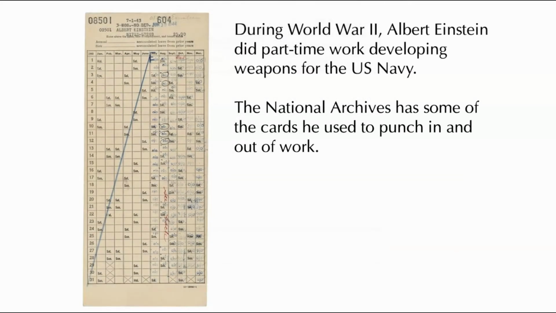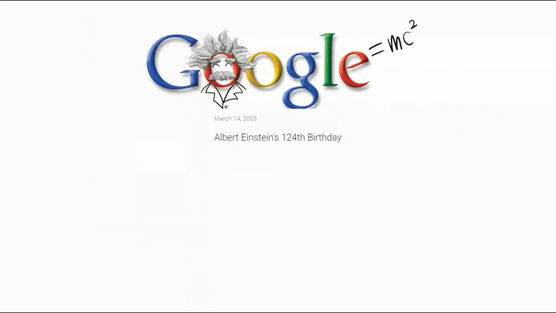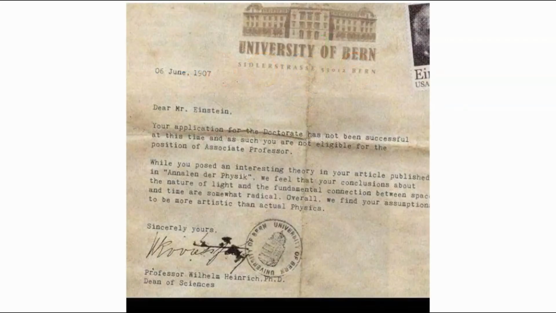And this is during the war when he worked for the U.S. Navy, his time card. So maybe a relic from your job will appear in the National Archives. And the Google Doodle on the 14th of March in 2003, which signified the 124th time his DNA made a revolution around the sun. Can't say perspective enough in astronomy.